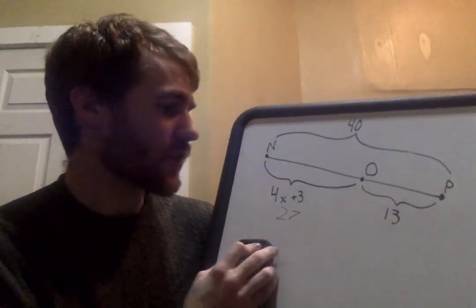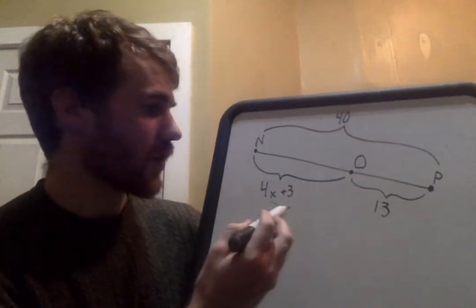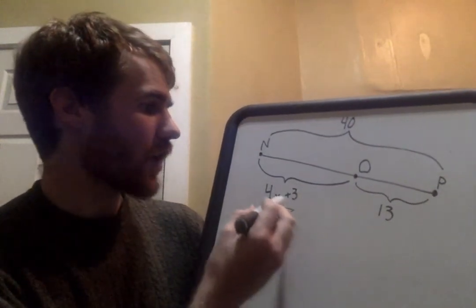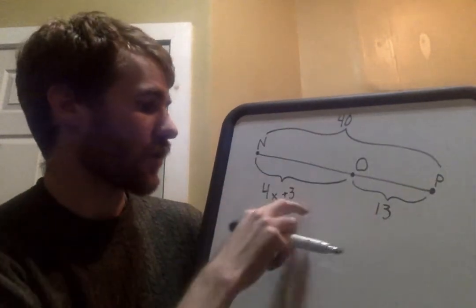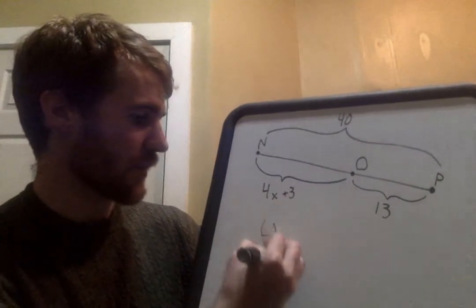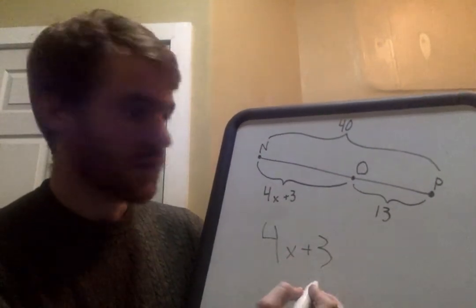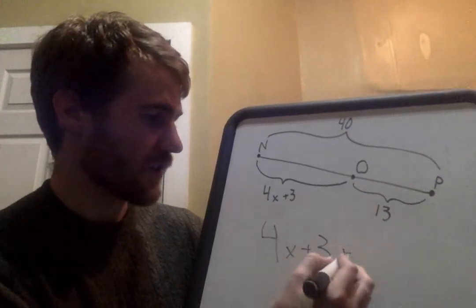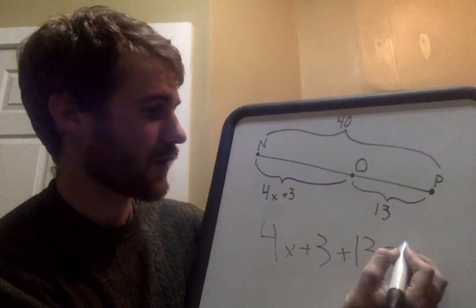So how do we do that? Well, there's two ways you can do it. First, you can see, okay, we know that this smaller line segment plus this line segment has to add up to equal the whole. So let's write an equation. The first line segment, 4x plus 3, plus the second one, 13, has to equal the whole, 40.